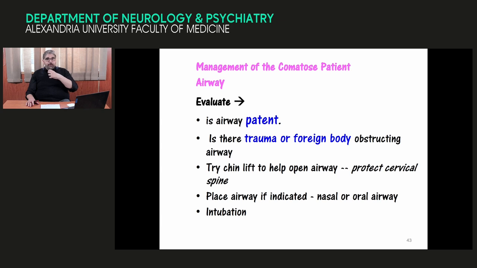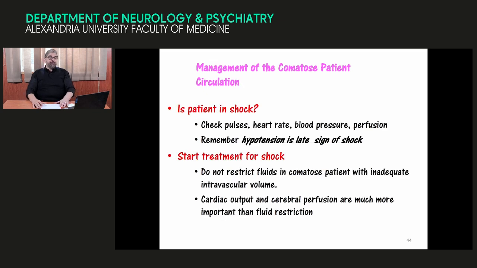If the patient is not fully conscious and not able to maintain his airway, we should insert an endotracheal tube as an emergency method. Of course, if there is a trauma or a foreign body obstructing the airway, it should also be removed. And the method to protect the cervical spine is to open the airway by elevating the chin of the patient, and protect against traumatic insult to the cervical spine.